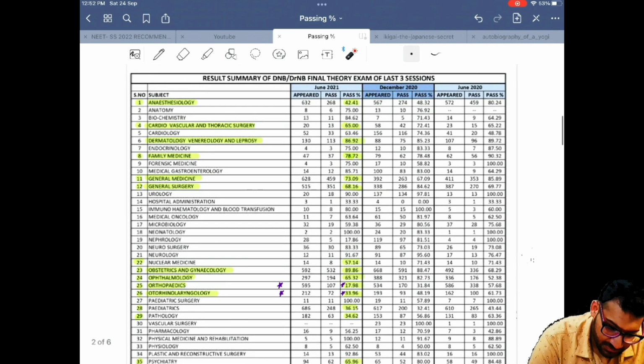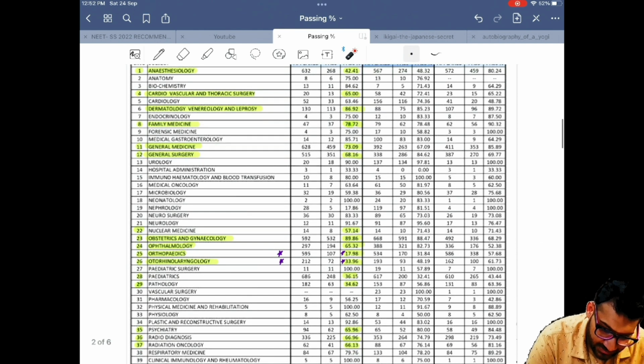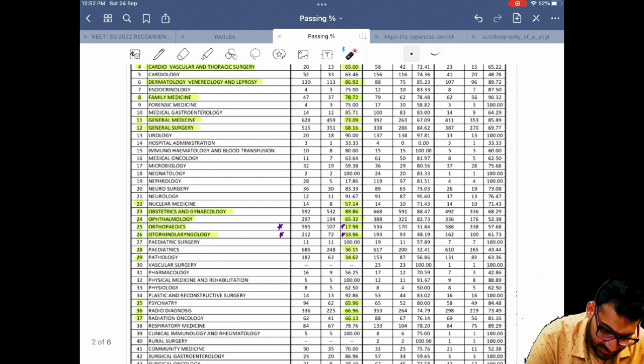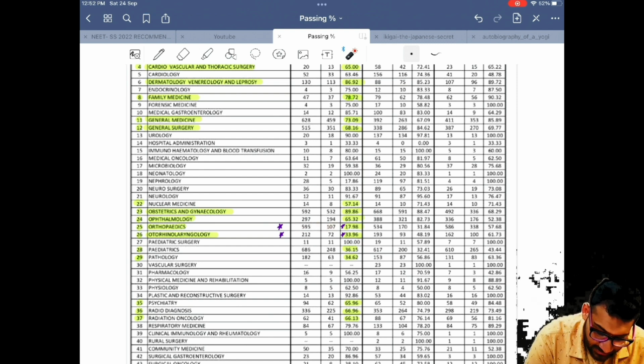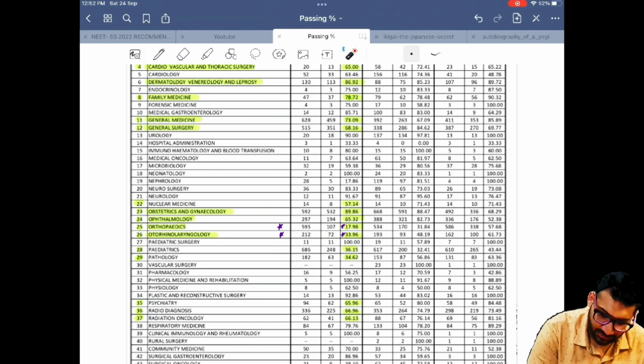We will look at the broader specialties only. Let's look at this in cardiovascular and thoracic surgery. It is 65%. In dermatology, it is 86.92%. In family medicine, it is 78%. In general medicine, 73%. General surgery, 68%. But here is a catch that in orthopaedics and in ENT, the passing percentage is very less, as you can see. In orthopaedics, it is 18% only. And in ENT, it is around 34% only.